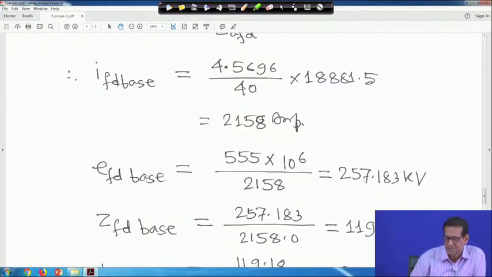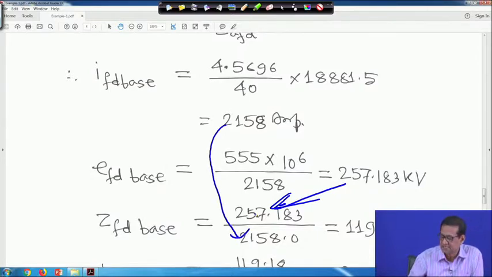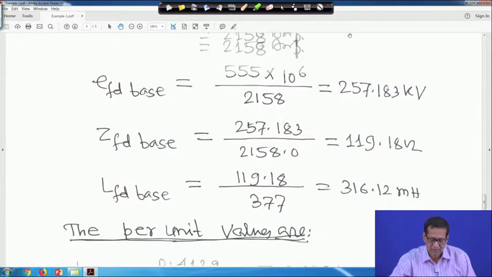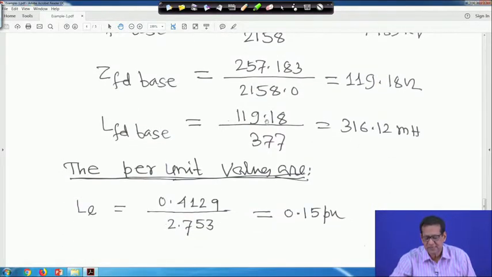Now ZFD base will be EFD base upon IFD base. EFD base is 257.183 kV and IFD base is 2158.0, which is equal to 119.18 ohm. So this is ZFD base. Then LFD base is simply ZFD base upon omega. So it is 119.18 upon 377, equal to 316.12 millihenry.